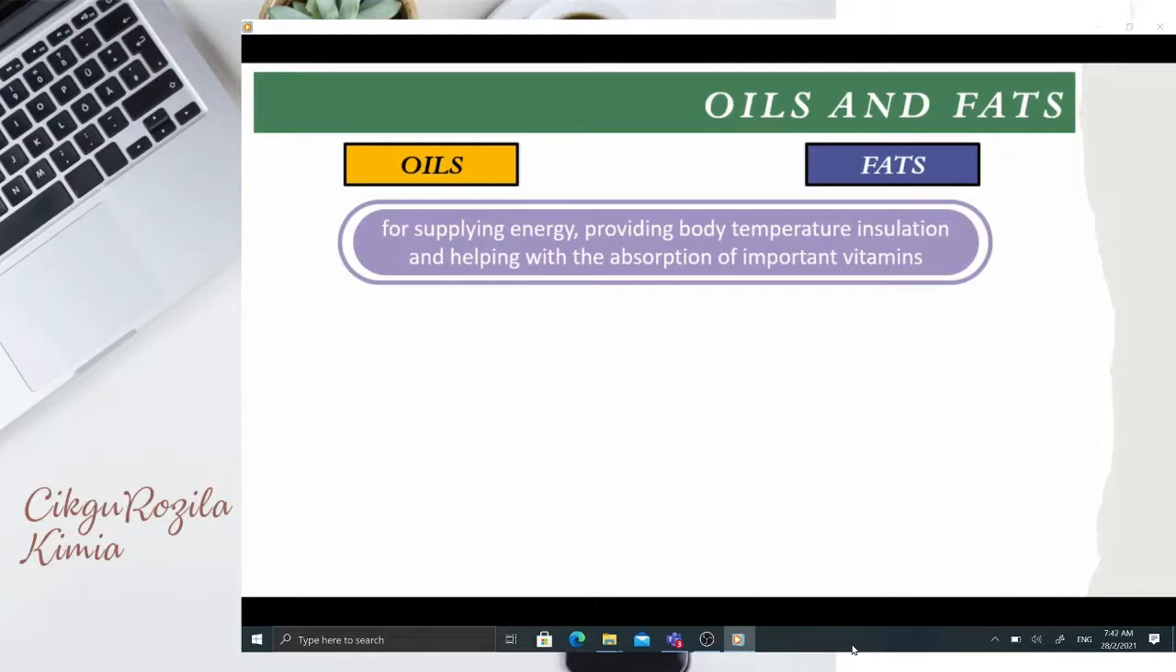The first subtopic in chapter 5 is oils and fats. So we are going to compare the differences and similarities between oils and fats. Oils and fats are very useful for supplying energy, providing body temperature insulation, and helping with the absorption of important vitamins such as vitamin A, D, E, and K.